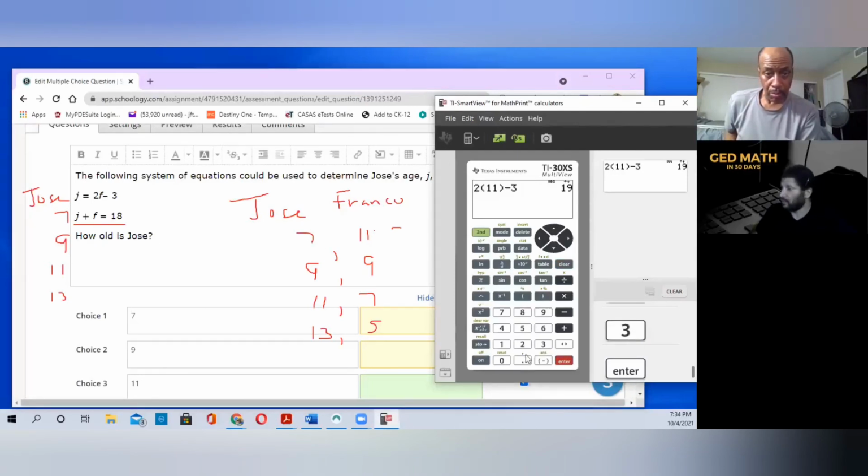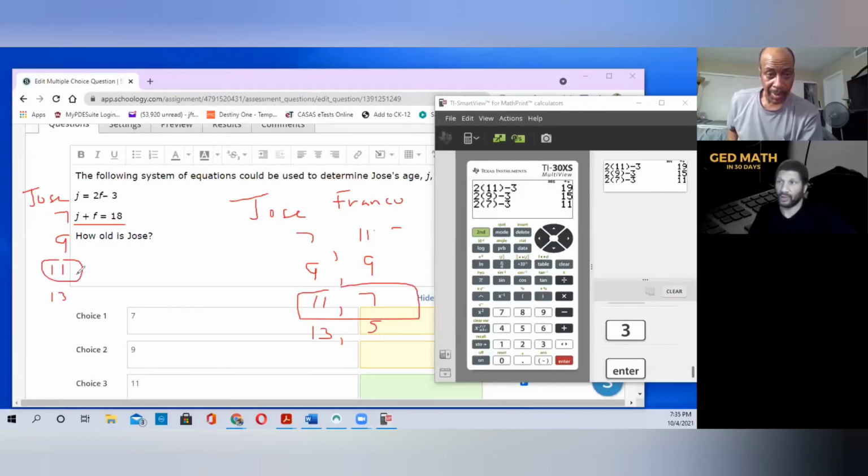No. 2 times 9 minus 3. Is that equal to 9? No. 2 times 7 minus 3. Is that equal to 11? Yes. So right away, without doing any algebra, we figured out the answer. Jose is 11, Franco is 7.